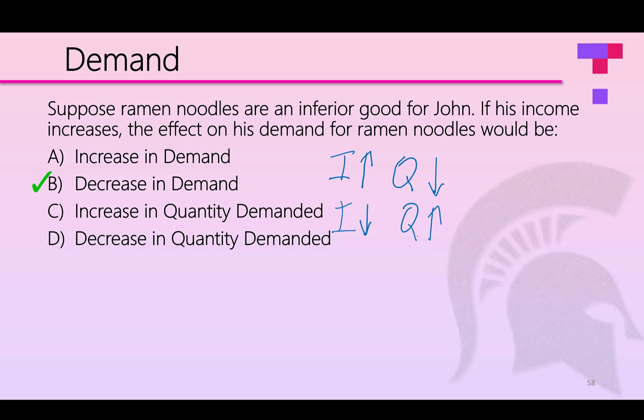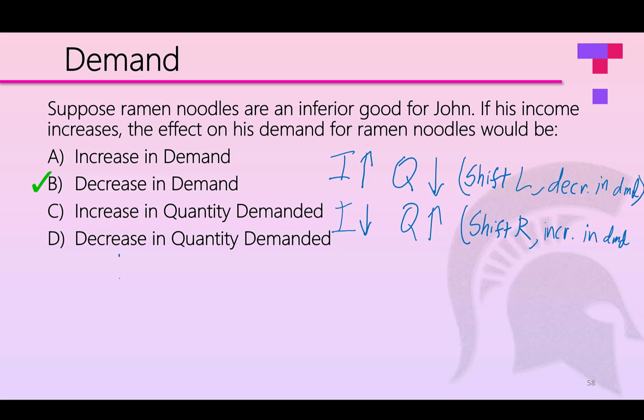You can also think of this as this means that when quantity decreases, that is a shift left or decrease in demand. When quantity increases, that's a shift right or increase in demand. So we can graph this. Think about his demand was here. Call this D1.